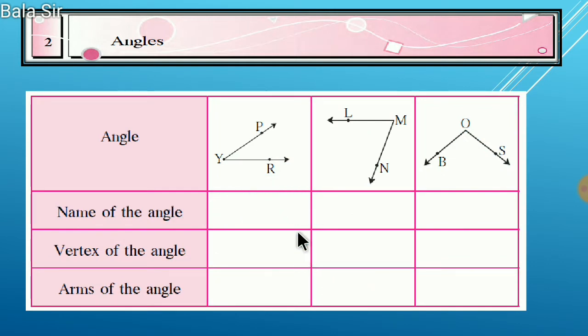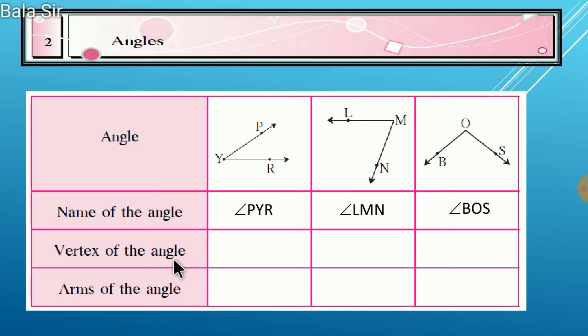You should know these angles, how to name the angle, the vertex of the angle and the arms of the angle. First, let us learn how to name the angle. You have to name the angle from this side, this way: PYR. The middle one should be in the middle, like PYR. This one is LMN. This angle is BOS. In this way you have to name the angle.